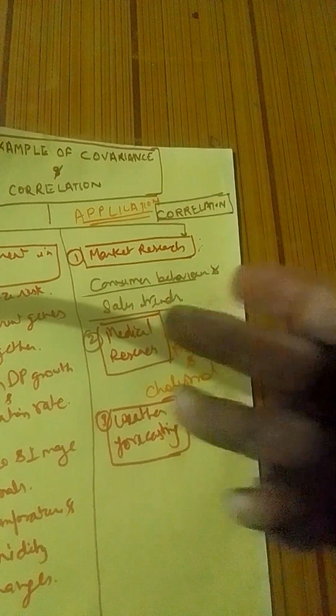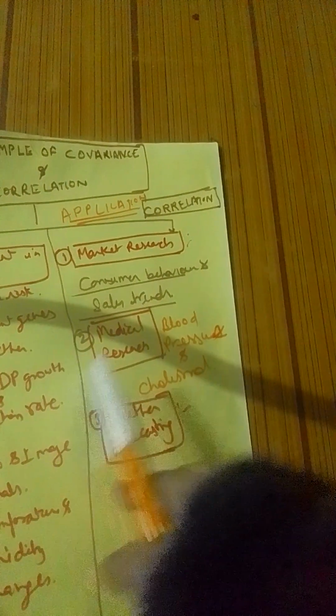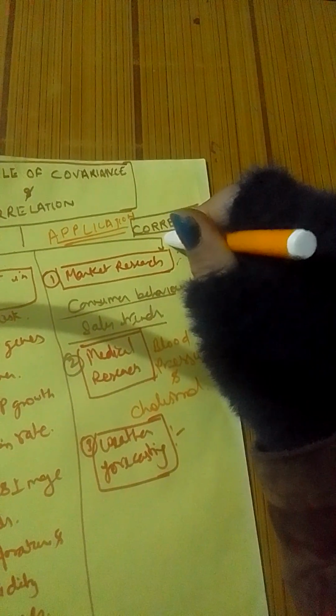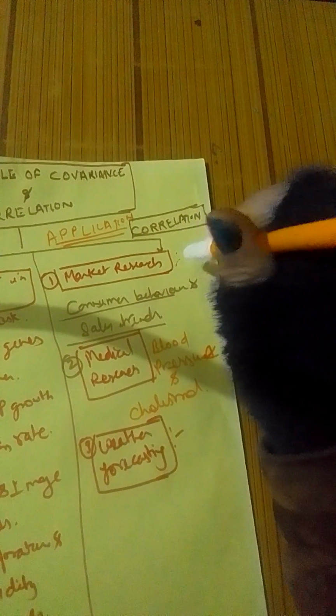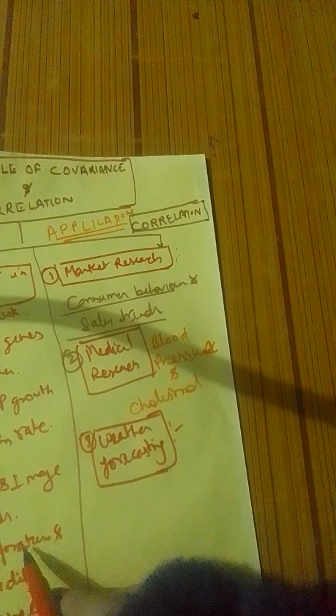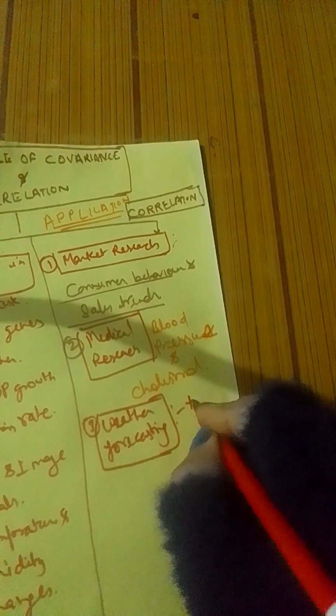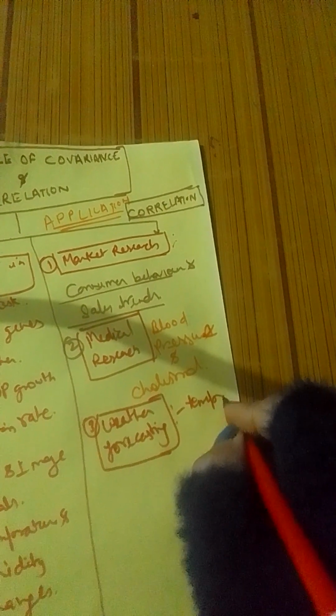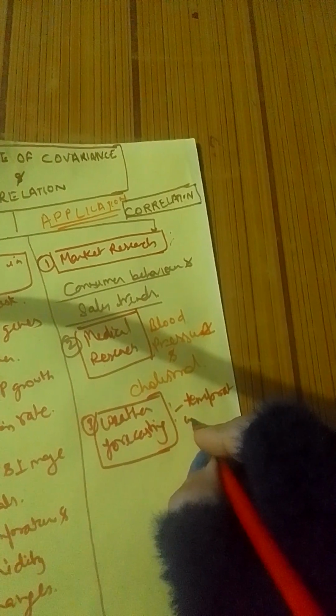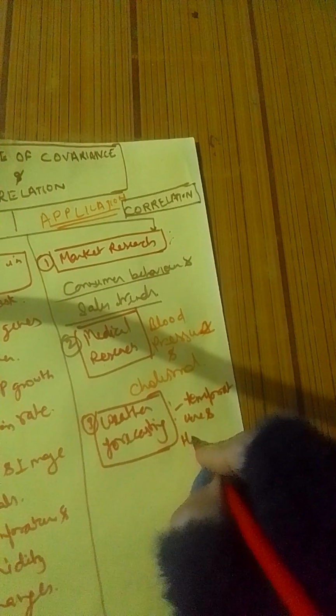How are these weather apps forecasting? They are forecasting because they are applying the correlation method. For weather forecasting, we can take the example of temperature and humidity. Here also, temperature and humidity.